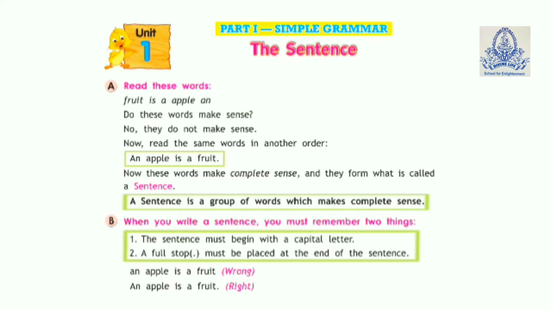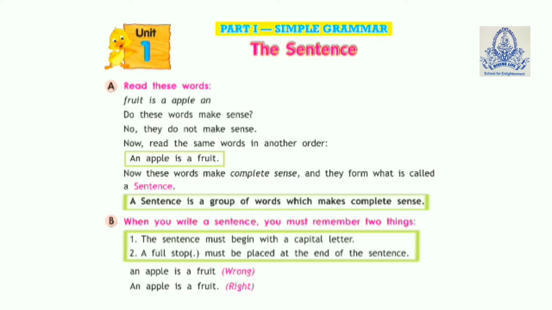Read these words. Now here a few words are given to you. Fruit is a apple and. Now these all are words. Do these words make sense? No, they do not make sense. Why? Because it doesn't have a meaning, it doesn't have a full stop at the end, and the fruit, the capital letter F, it is not capital.